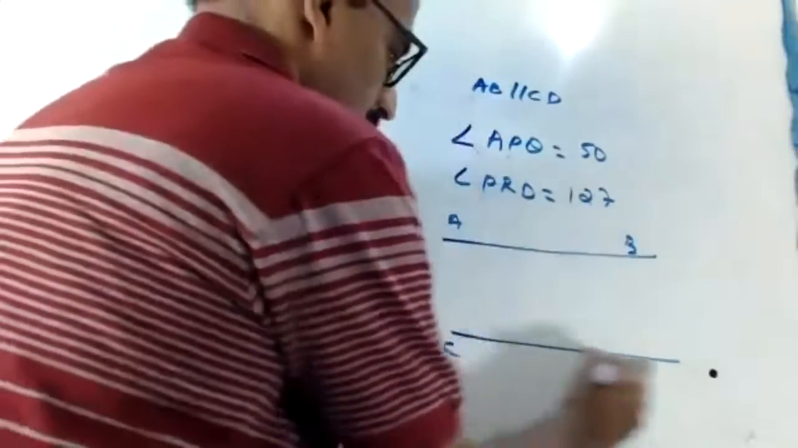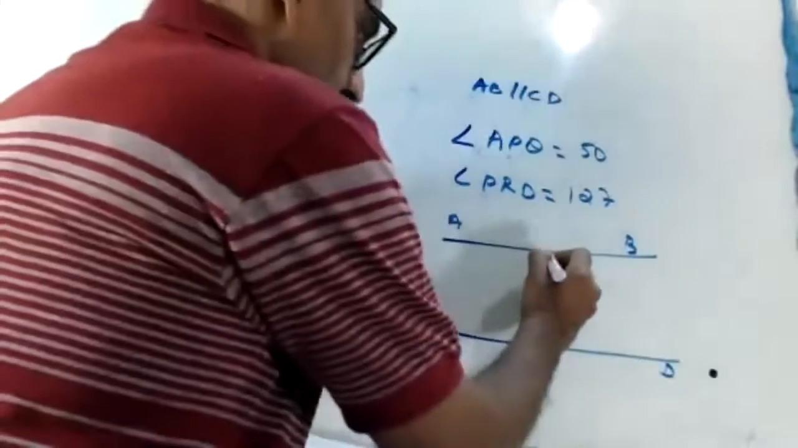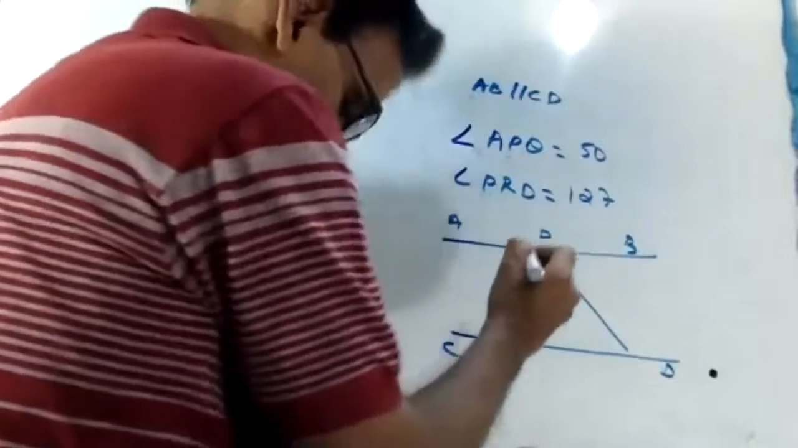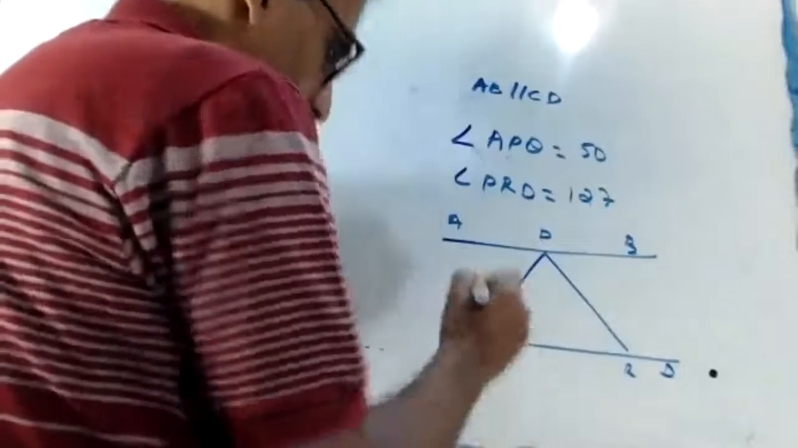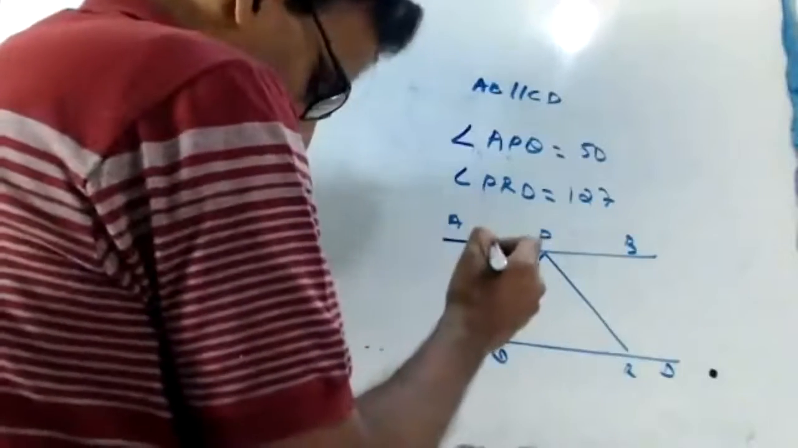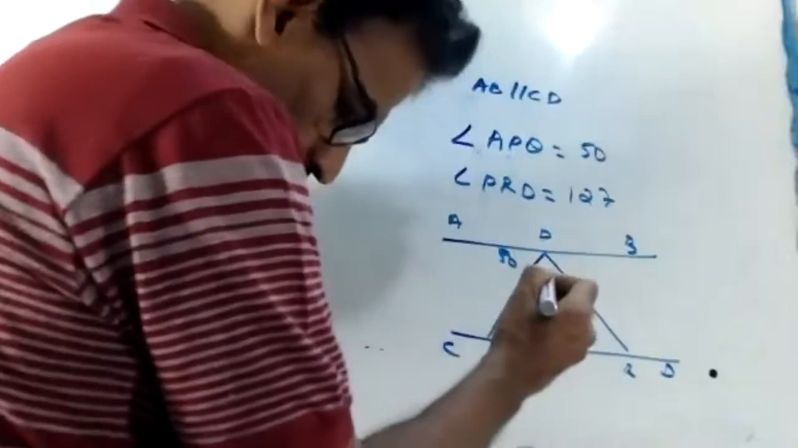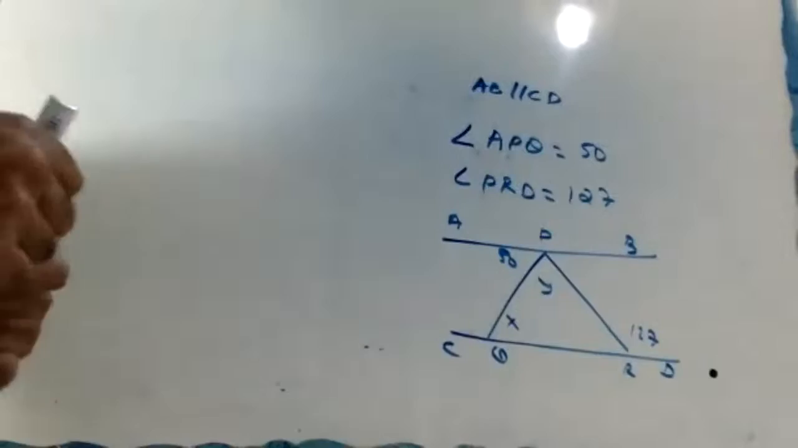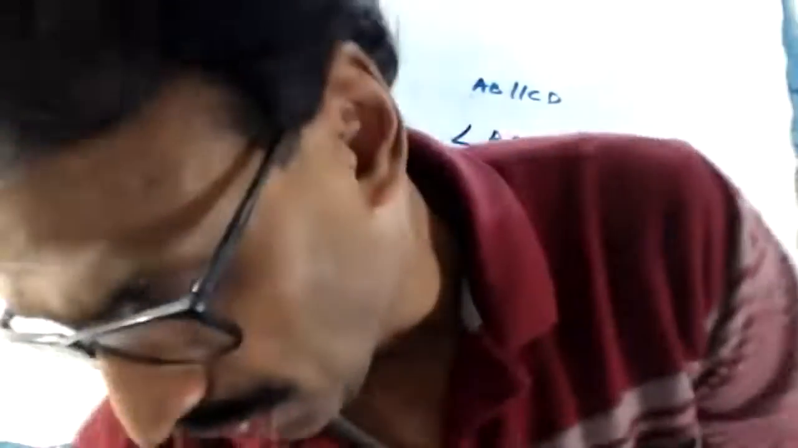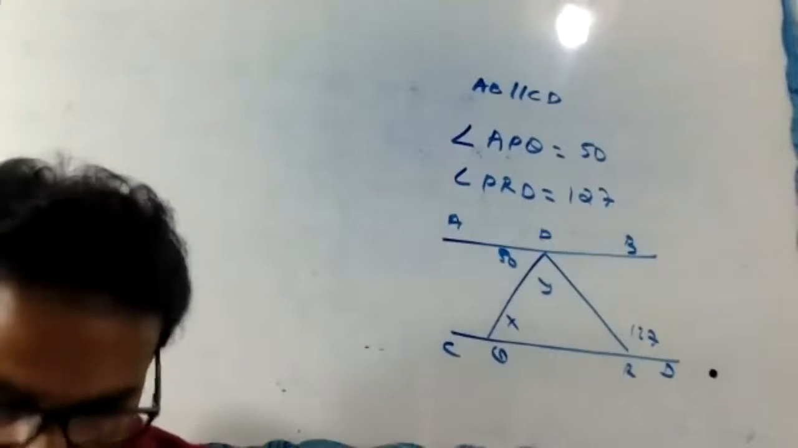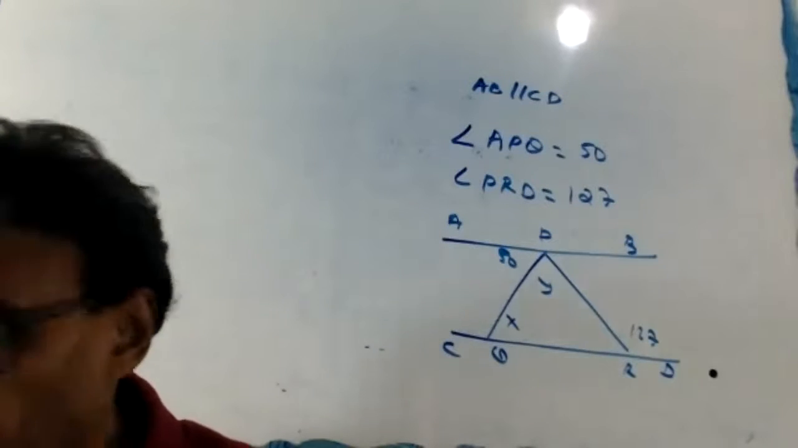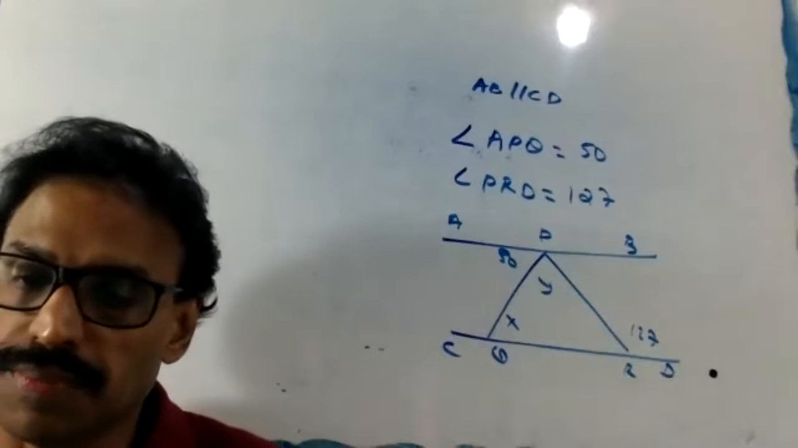A, B, C, D. P, Q, R. Here 50. This is X, Y. This is 127. Okay, try now. Okay, every question, hello. Every question you have to draw the figure. Don't say board figure is enough. So no need to draw. Every question you have to draw with pencil.